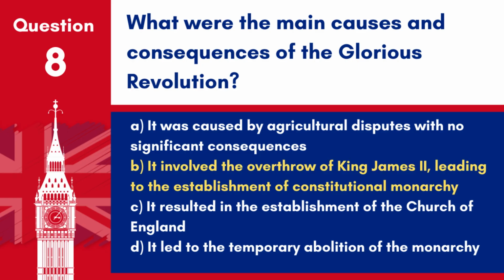Answer: B. It involved the overthrow of King James II, leading to the establishment of constitutional monarchy. The Glorious Revolution was a pivotal event where James II was overthrown and replaced by William of Orange, leading to the establishment of a constitutional monarchy and laying the groundwork for a modern democratic system.